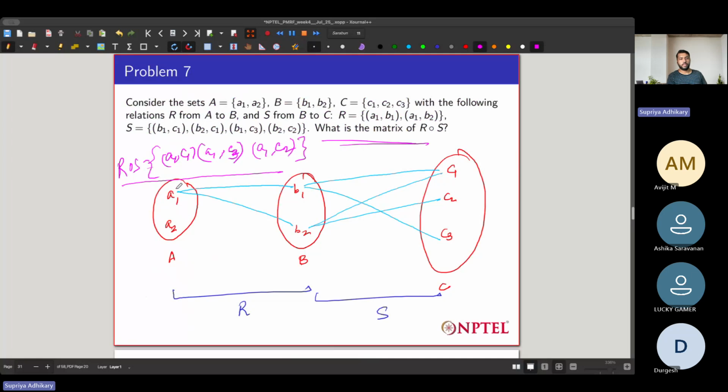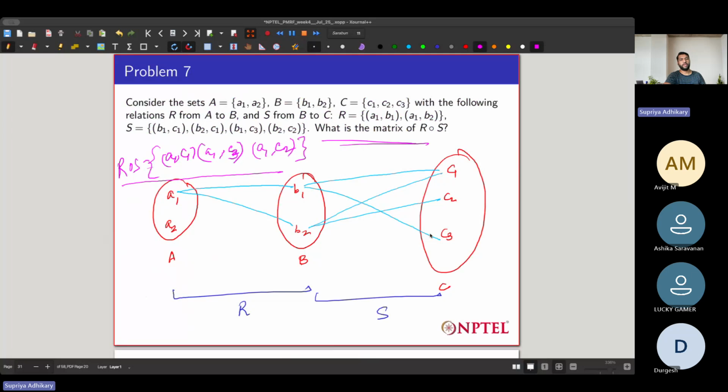Or what we can do is that we can just graphically represent the relation, and then corresponding to that, we can find out the R composition S. But for the graphical method, since the example was small, the size of A, size of B, size of C was only 2 or 3. So therefore, the graphical method is very easy for this.